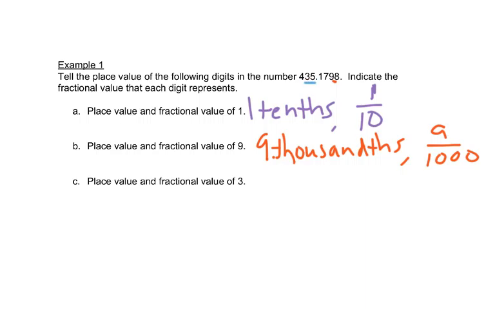The 3 is to the left of the decimal, and it goes ones and then tens. So it says 3 tens. And the fractional value is really 3 times 10. It's really just 30 because it's to the left of the decimal. It's not part of a number. It's a number itself.